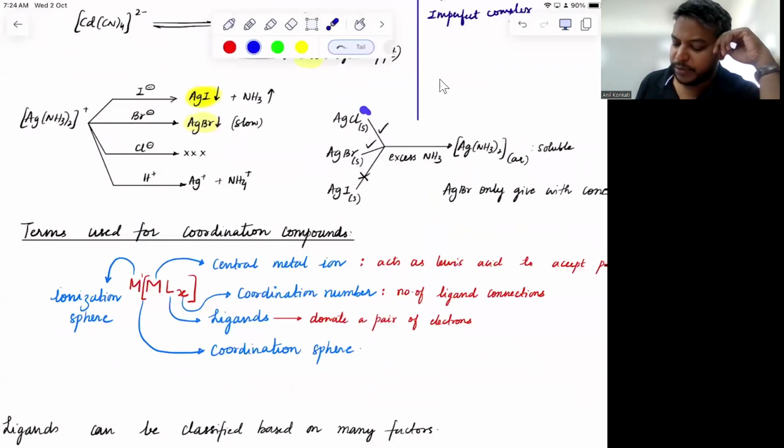Another case you need to remember is that the reverse could be possible here. That is, if you have a precipitate and add excess of ammonia, you would notice that AgCl will get dissolved, AgBr will get dissolved, but AgI will not get dissolved.